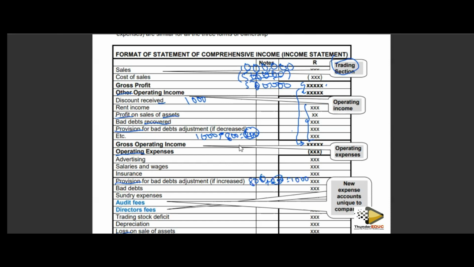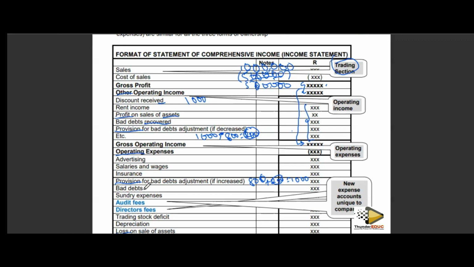If it's an increase, it is an expense. The difference, the increase, is an expense. If it's a decrease, then it's income. Then bad debts, I've already explained them. These are the debts which have gone bad, or sometimes some books call it credit loss. During this financial year, we have confirmed that these people, we have written them off, okay?